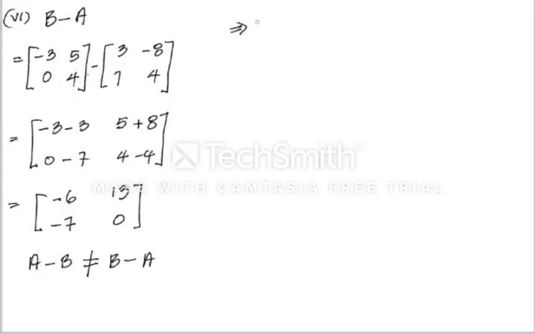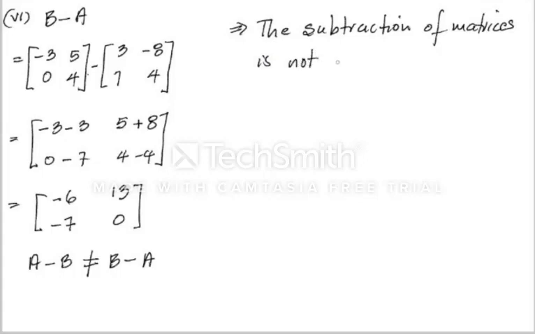Therefore, the subtraction of matrices is not commutative. And all that simply means is that it's affected by order. If you change the order in subtraction, it is going to affect the outcome. So the subtraction of matrices is not commutative.